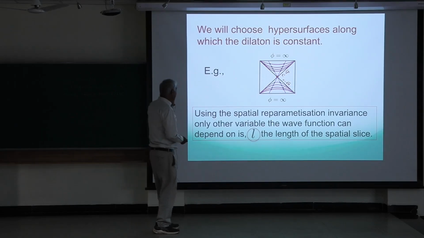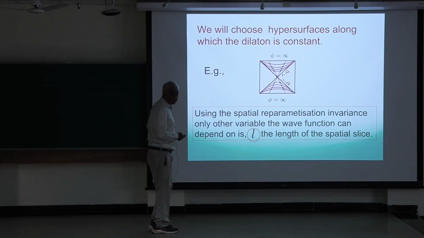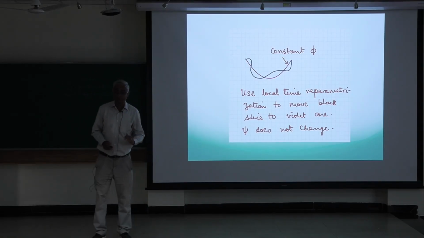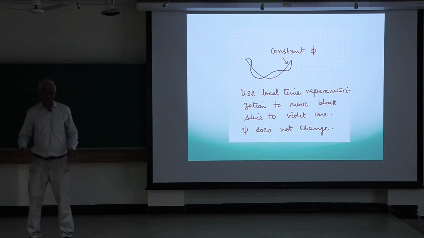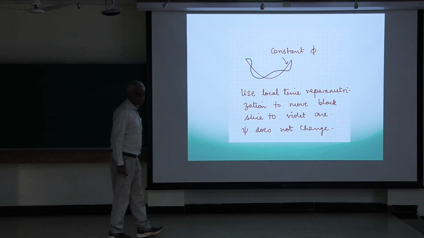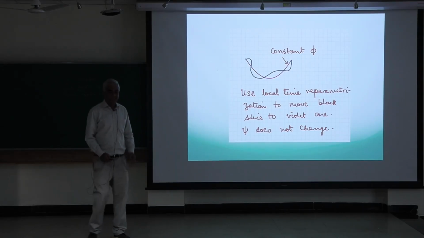The way we'll proceed is as follows. First, as I said, we'll choose to evaluate that wave function, which is a functional, on slices of constant value of the dilaton. The idea is this: suppose you had a more general slice where the dilaton was varying like this, and you've chosen that black slice. Now you can do local time reparameterizations and move it to the violet slice where the dilaton is a constant. Since the wave function meets the Hamiltonian constraint, it will take the same value on the black slice as it did on the violet slice. So you have not lost any information by just working on constant phi slices. This is the idea.